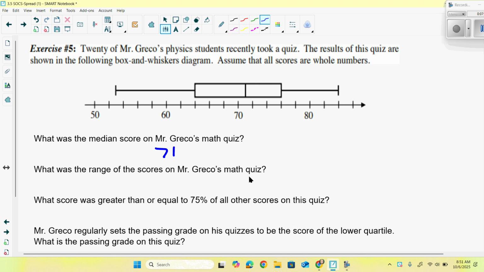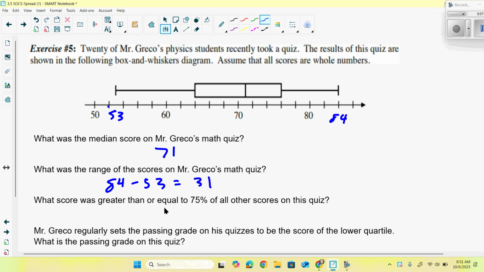The range, go ahead and try that. Hit pause in these videos if you ever want to see what you would think of and then hear the answer at the end. So the range, I'm going to go 2, 4, that's an 84 and 53, it looks like. So 84 minus 53, and that's going to equal 31, a range of 31.